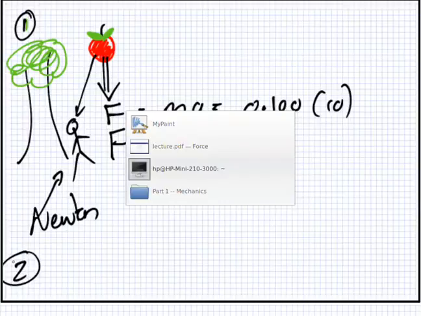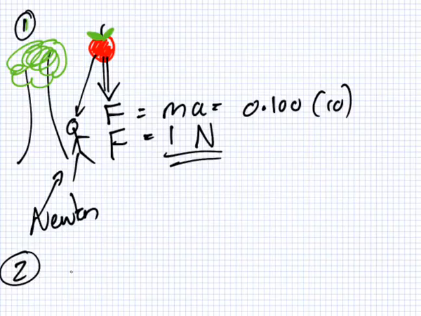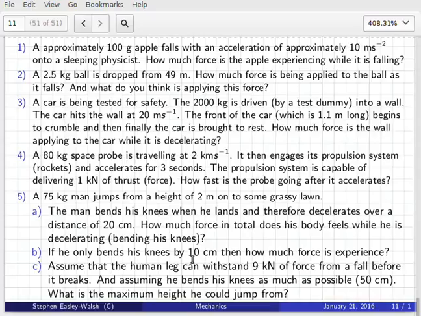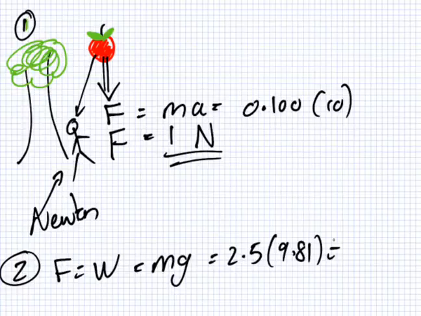Alright, a 2.5 kilogram ball is dropped from 49 meters. How much force is being applied to the ball as it falls? Okay, so again, this is just force equals weight, which equals mg. I'm trying to trick you a little bit here. This isn't important information. You only care about what the mass is. So it's 2.5 times 9.81, which equals 24.5 newtons of force.